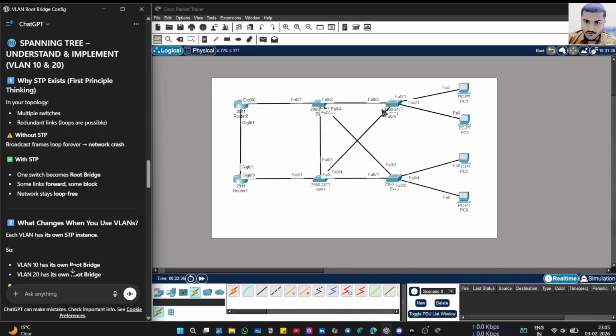That's the conclusion, and that's overall the concept. Why does STP exist? Thinking from first principles: STP exists because we have to prevent the broadcast storm. If STP is not there, there is a high chance a broadcast storm will be created, and that will overload the network, and a collision is going to happen on any interface.